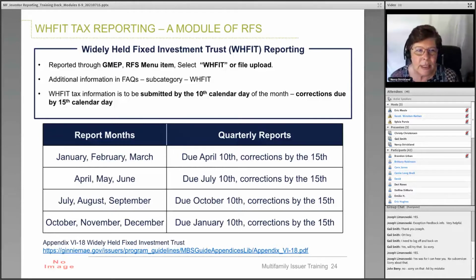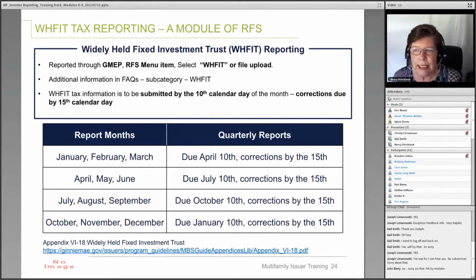In 2006, the IRS published reporting rules for the widely held fixed investment trust, which is called WIFIT reporting. Ginnie Mae provides issuers with a method to report the required information. The standard file layout to report to the IRS is located in Appendix 6-18, and at the bottom of this slide is a link to that appendix.